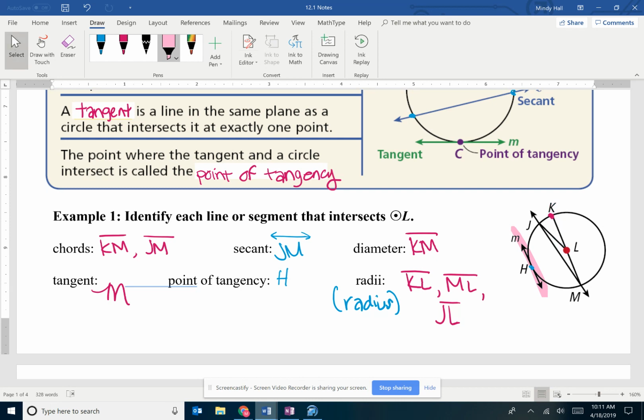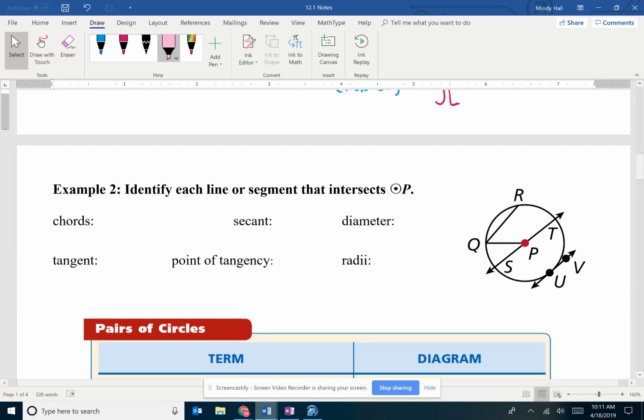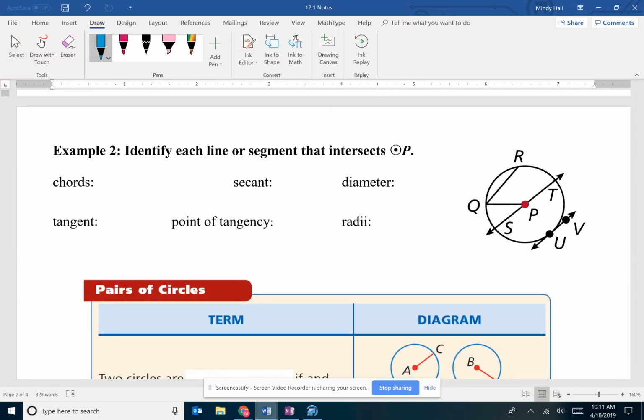Okay, so our next one, looking at circle P now, chords, we have QR. And by the way, feel free to pause the video if you're trying to do this real fast. But we have QR, and then we also have TS. And again, it's just line segment TS because TS is also a line. So for secant, it's also TS. So remember to show that it is a line, you just put little arrows on the end. And then for diameter, guess what? It's also TS. But again, it's line segment TS.